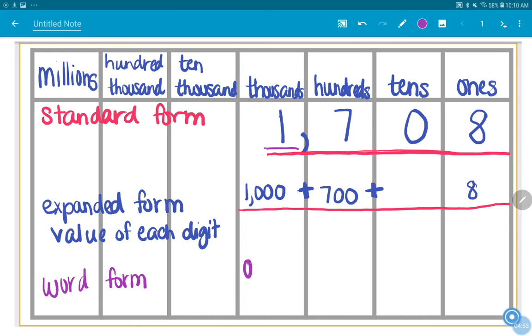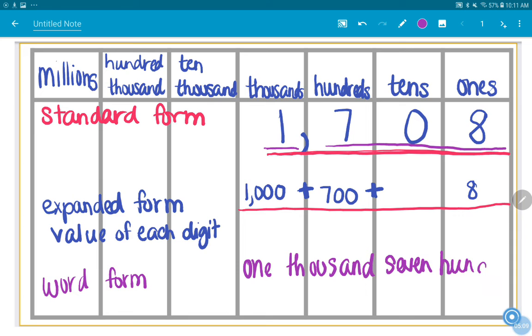1,000. What would I say next? 700. 700 what? An 8. 8. 1,708. You don't have to write that if you don't want to. Oh, I wrote it. Okay.